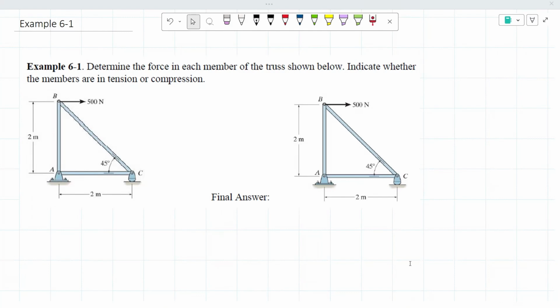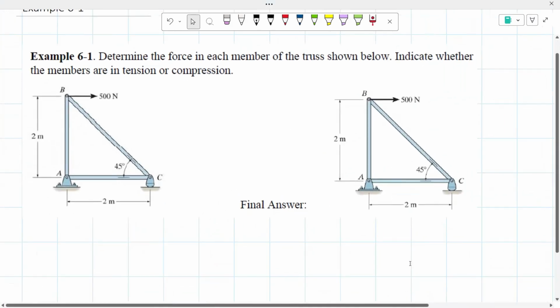Before we begin, I just want to remind everybody that if we end up calculating a positive result for the unknown bar force, it means that our bar will be in tension. Meanwhile, if we calculate a negative result for the unknown force, that means that our force is in compression, meaning that it's going to shorten the bar, and if it's in tension, it's going to elongate that bar.